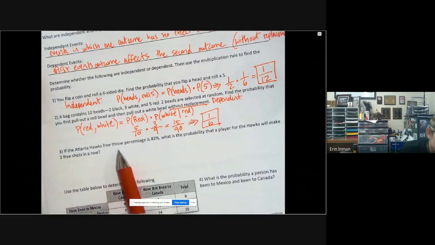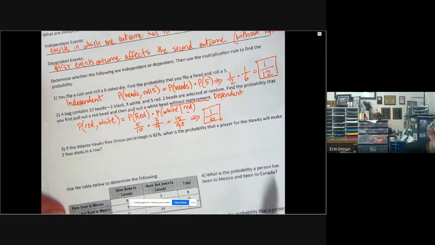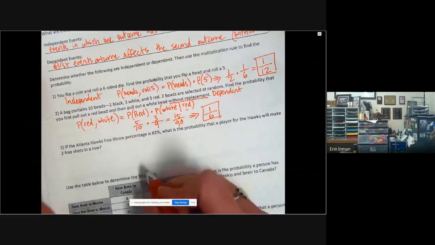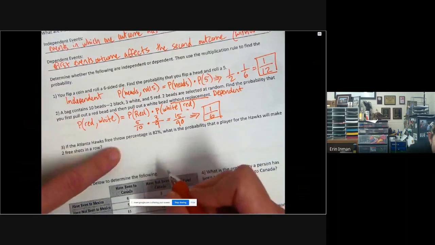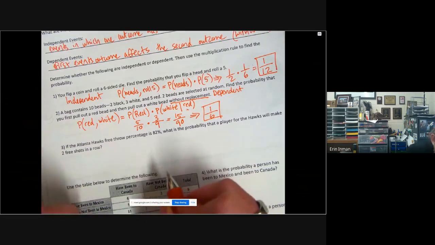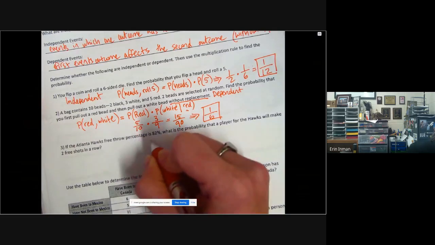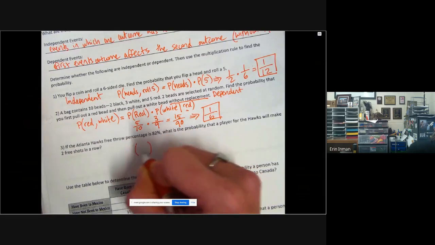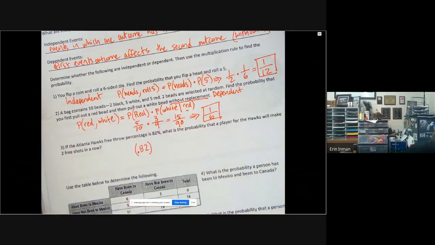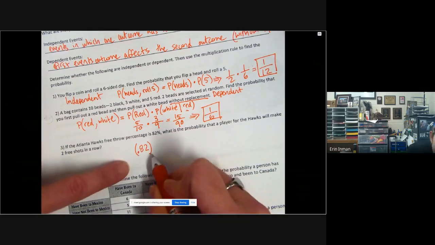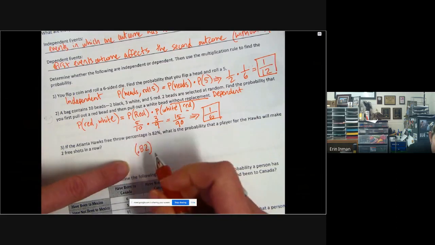If the Atlanta Hawks free throw percentage is 82%, right? Meaning 82% of their shots go in. What's the probability that a player for the Hawks will make 2 free throw shots in a row? Okay. I guess we're missing the word throw here. So I'm going to use 0.82 because 82%, like times 82% is going to be kind of goofy. So let's use a percentage, which I probably prefer to use as a decimal anyway. So 0.82, that's the first shot, right? It doesn't change.